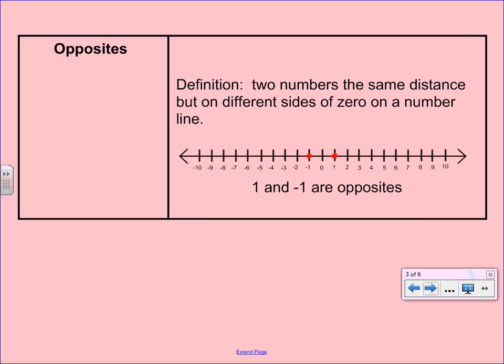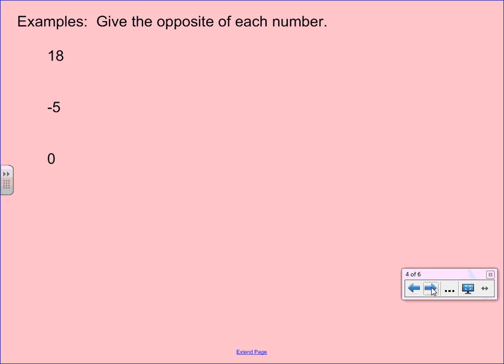Some quick examples. The opposite of 18 is negative 18. The opposite of negative 5 is 5. And the opposite of 0 is 0. 0 is the only number that is its own opposite.